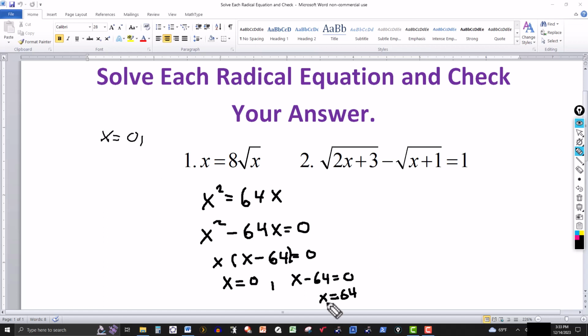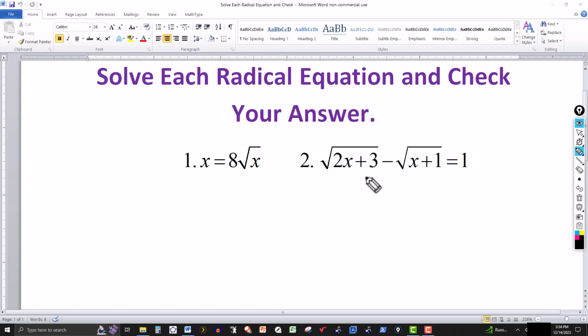And then we try 64, put a 64 here where the x is. Always go back to the original equation. Square root of 64 is 8, and 8 times 8 is 64. So I get 64 on both sides. That checks. So my solution for this one then is x can be 0 or 64. So that's the solution for that one.